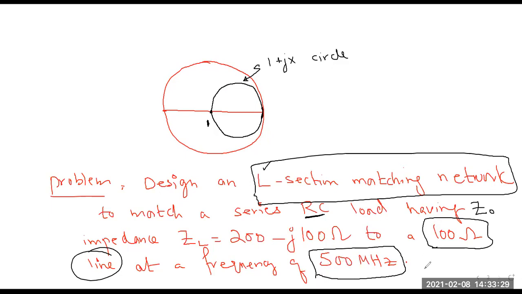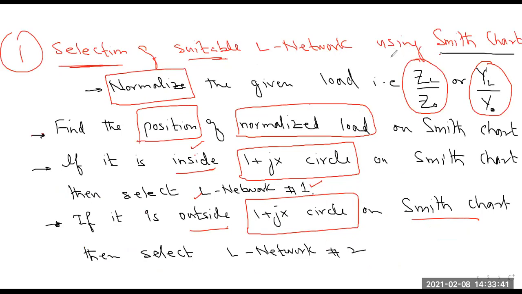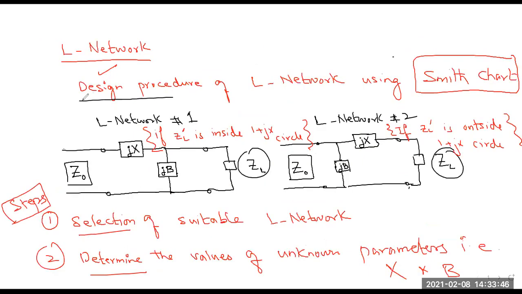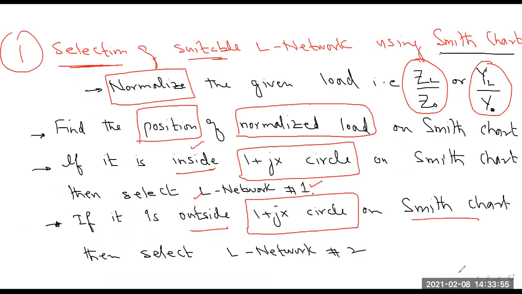With this given data, we need to design our L network. If I'm designing this with the help of the Smith chart technique, the first step is selection of a suitable network. So the design procedure involves this first step and then a second step. For the first step, we have identified, step by step, the method by which you will be able to find the suitable network. First thing is to normalize the load and then find its position.